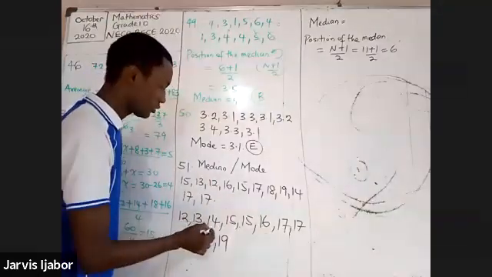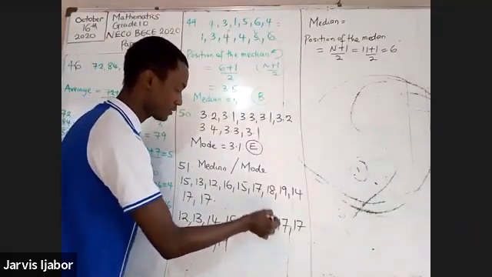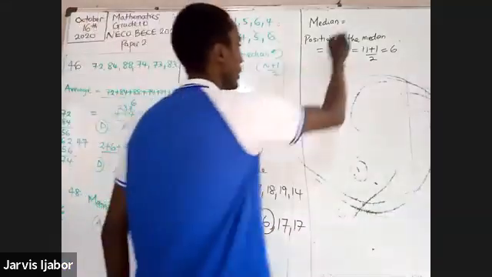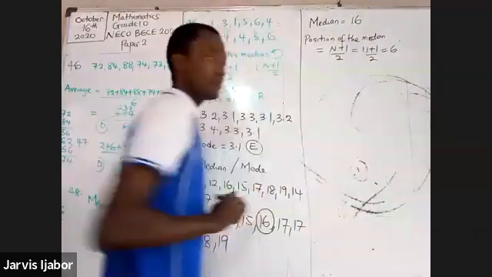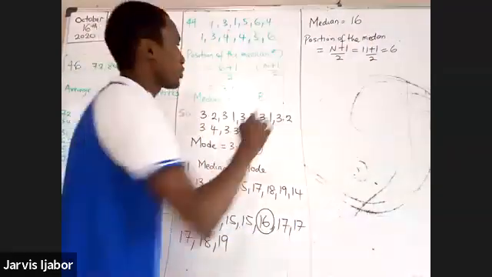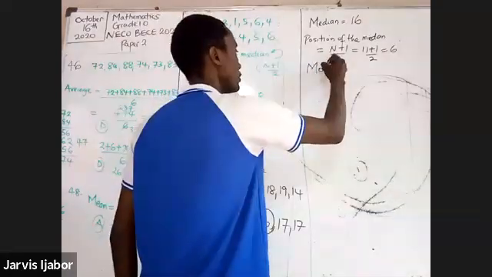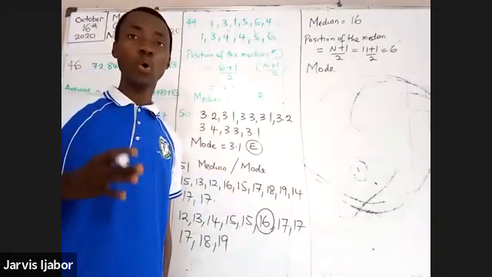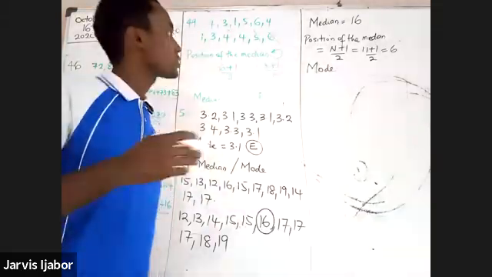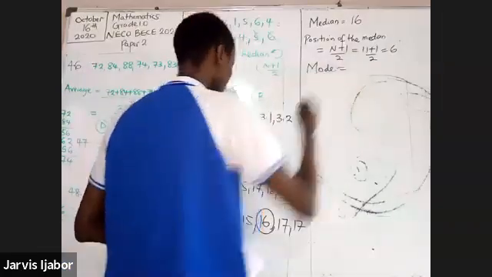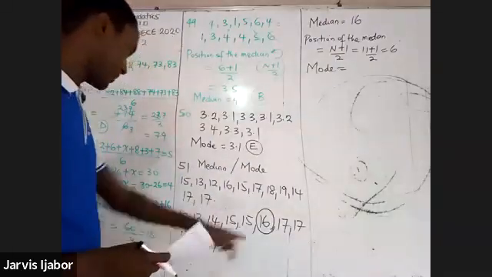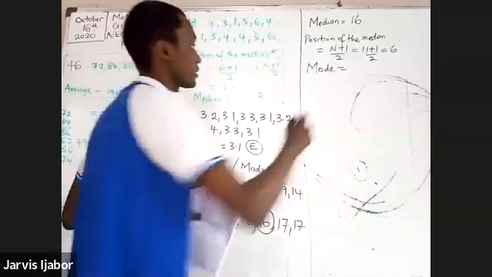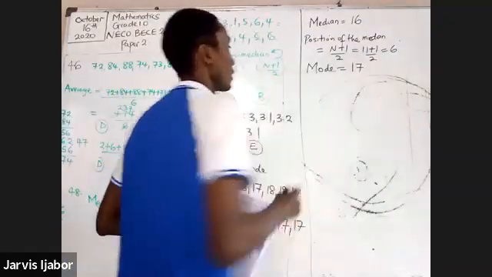So I will come here: 1, 2, 3, 4, 5, 6. This invariably will be my median, so I'll write 16. The next thing I'll do is look for my mode. The mode is the information, data, or number that occurs the most. So the mode simply will be 17. 17 has occurred 3 times. That will be 17.